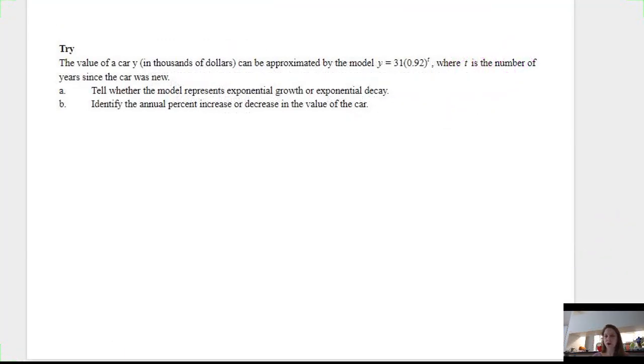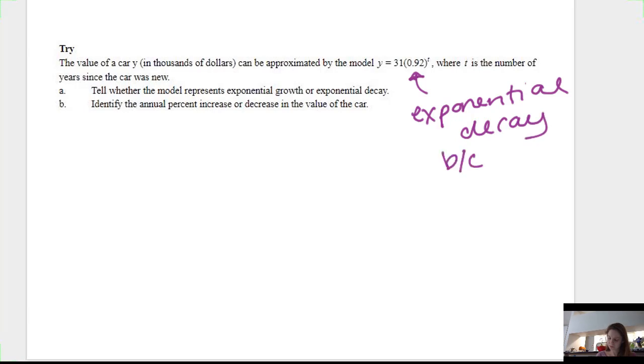The value of a car y in thousands of dollars can be approximated by the model y equals 31 times 0.92 to the t power, where t is the number of years since the car was new. A, tell whether the model represents exponential growth or decay. Because this base is less than 1, I know that it is exponential decay, because 0.92 is less than 1.